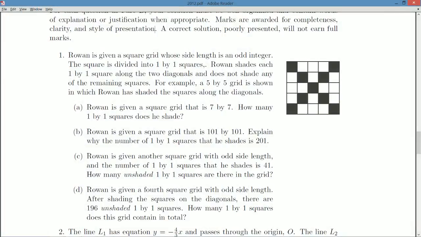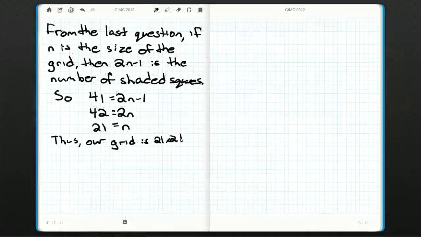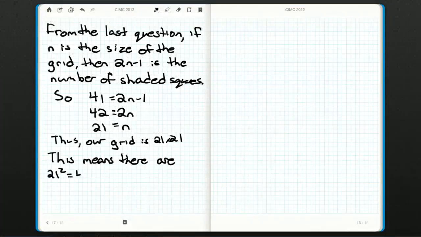So let's think. We know it's a 21 by 21 size grid. So how many squares are there in total? And of those squares, it's the split between unshaded and shaded. Well, now that we know the size of the grid, we can figure out how many squares there are completely. And we already are given the number of shaded squares. So if we subtract the two, we should get our final answer. So 21 squared, that's 441. If you're not comfortable with that, you can easily work it out with calculators. Calculators are allowed on this competition. So that's how many squares there are total.